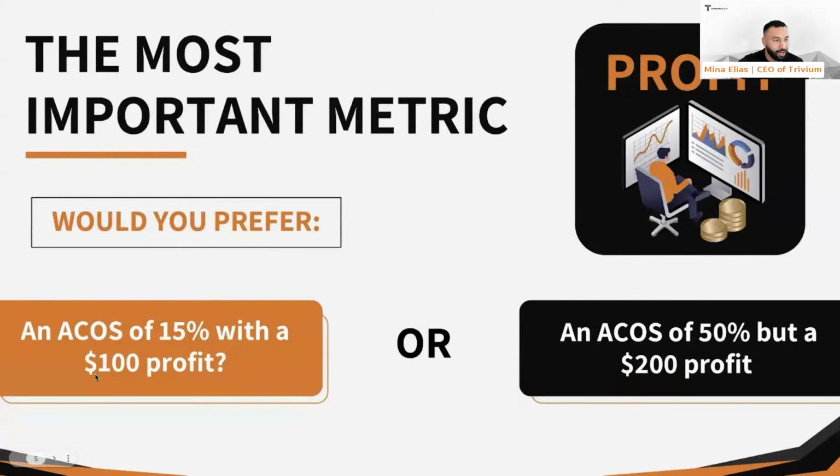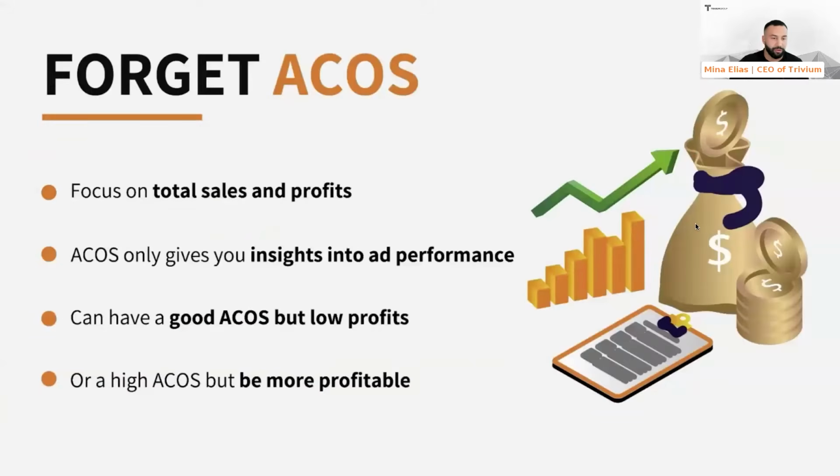You don't care about the ACOS because who cares about the specific ACOS? It doesn't materialize into anything. It's one of those leading indicators of what your profit is going to be. But don't get too attached to it. You should be monitoring profit and you should be doing everything to get a higher profit. So forget about ACOS, focus on total sales and profits. ACOS is going to give you only insights into the ad performance. And in my opinion, I think ACOS is inaccurate.